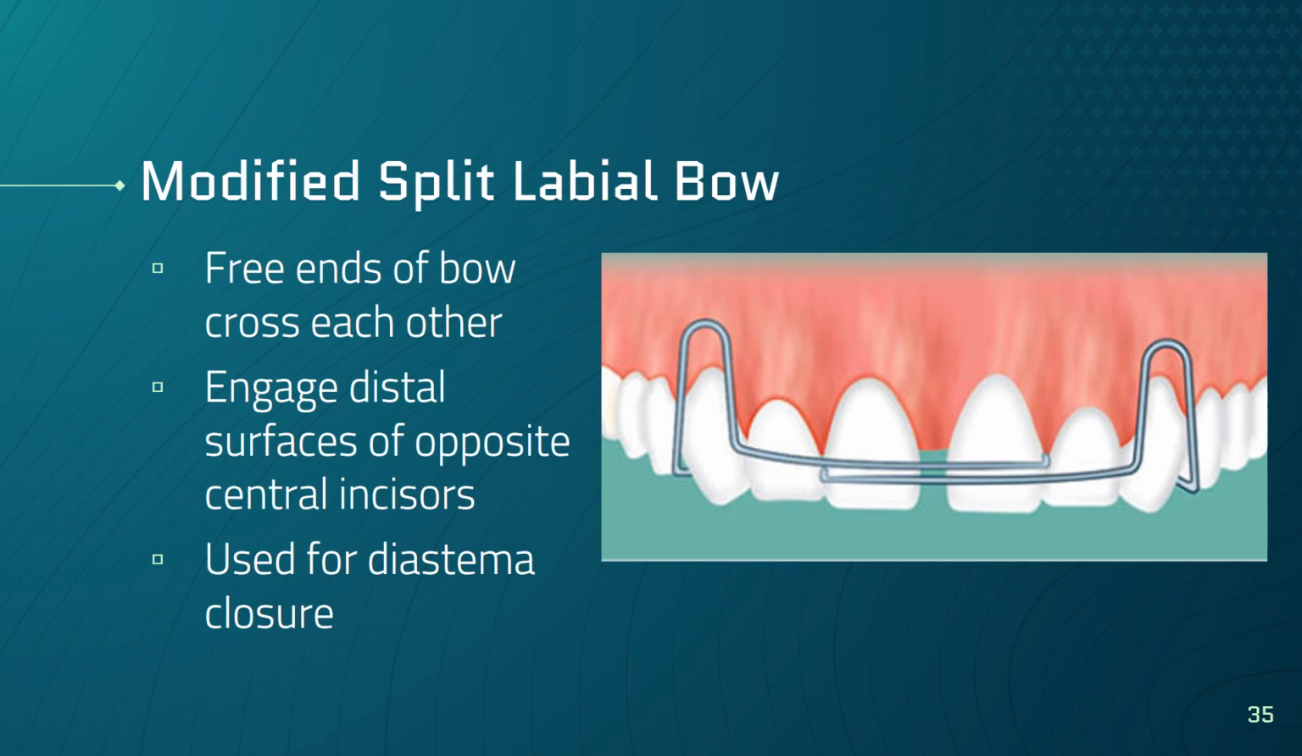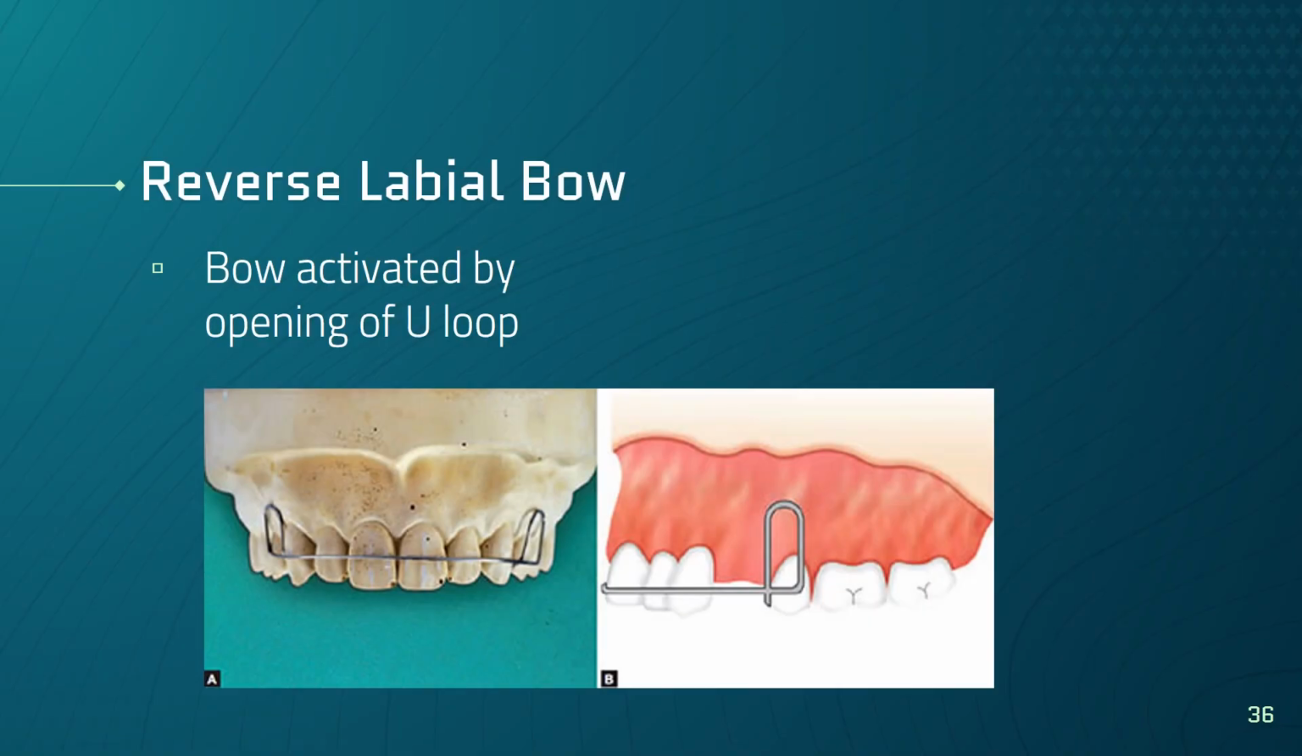Now the modified split labial bow, in this modification, the free ends of the bow cross each other and they engage the distal surfaces of the opposite central incisors. And this bow is suitable for diastema closure. Now the reverse labial bow is activated by the opening of a U-loop.